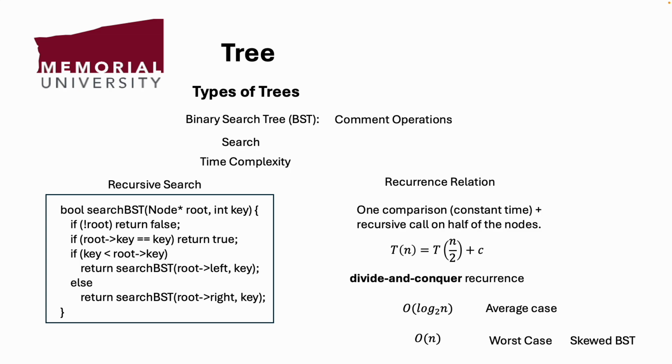But compared with a general binary tree, the time complexity improves a lot, going to log n. So in a binary search tree, the searching process is very efficient.